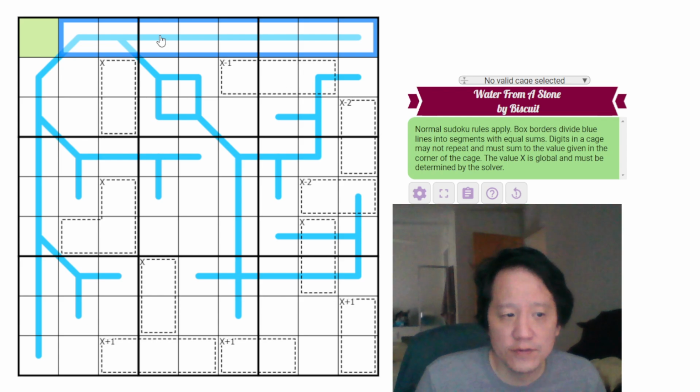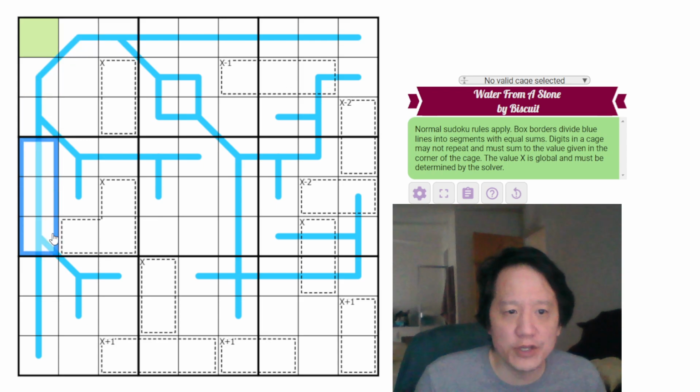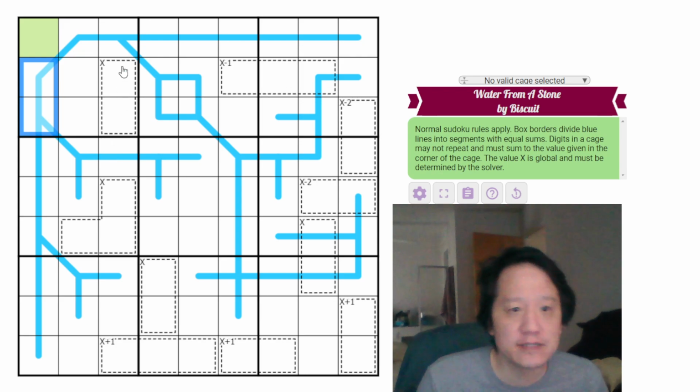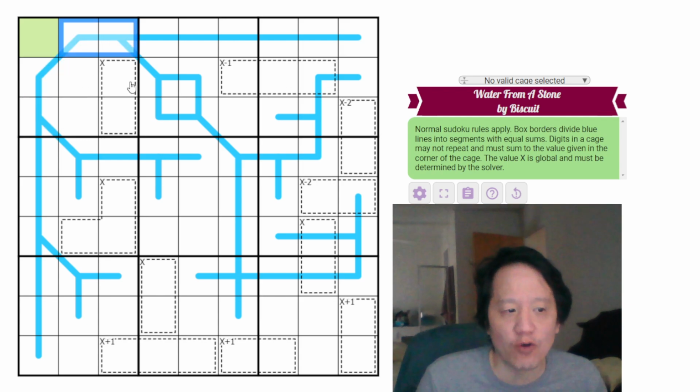If these are not even, so we know this is y, we know this is y. So this is 2y, and this is 2y. And this is the same. Therefore, these two values have to be the same. So this has to be half of y. This has to be half of y. Right? Because they have to be the same.